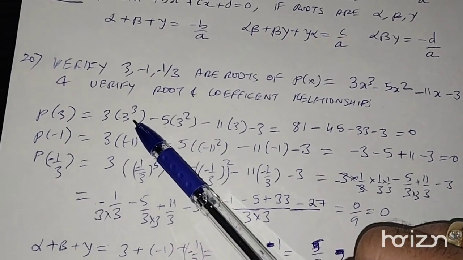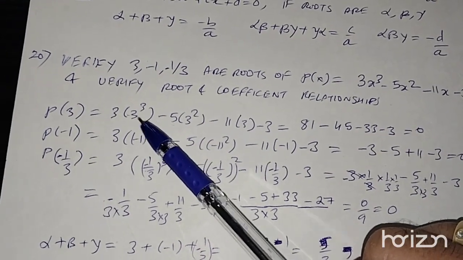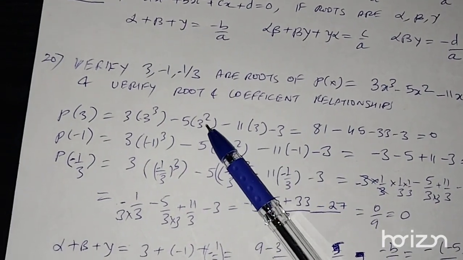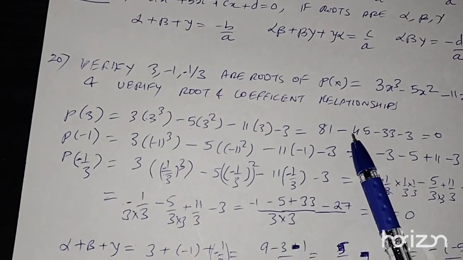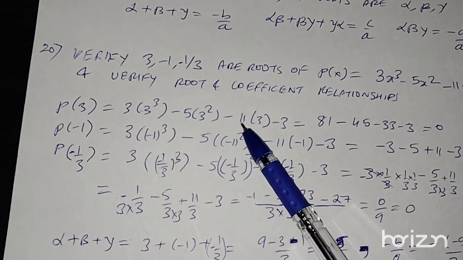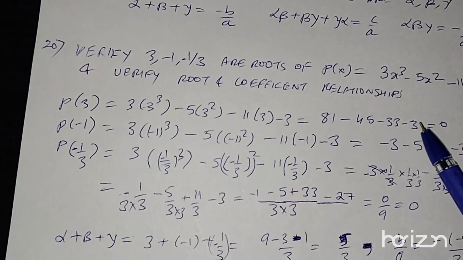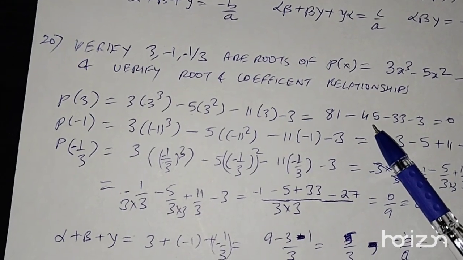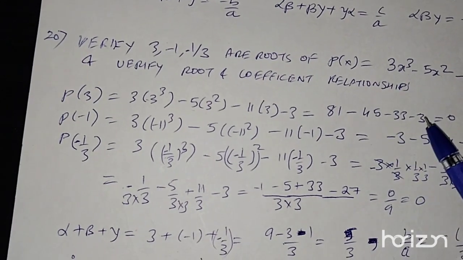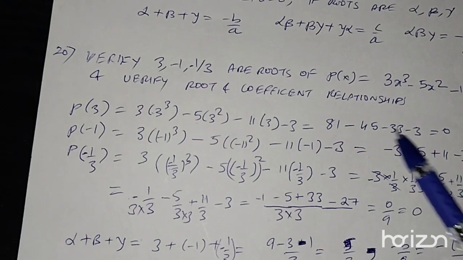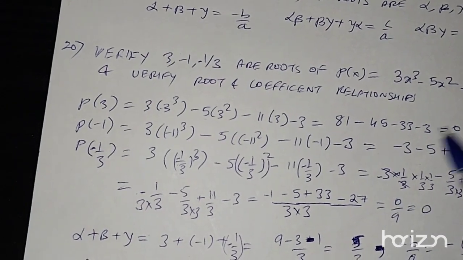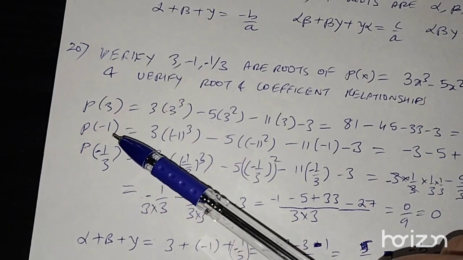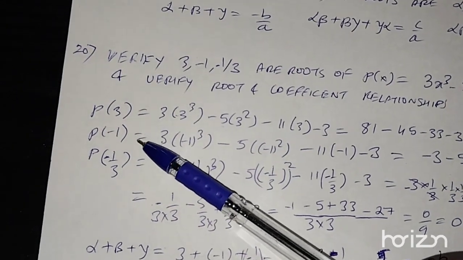What is 3 cubed? 3 3s are 9, 9 3s are 27, 27 3s are 81, correct? 81. And here 3 3s are 9, 9 5s are 45, minus sign is there. And here 11 3s are 33, minus sign is there, and minus 3 is there. Okay. Now 45 plus 33 is 78. Right? 78 plus 3 is 81. So you get a minus 81 here, you have a plus 81, you get 0. So 3 is a root of this equation. That is verified.